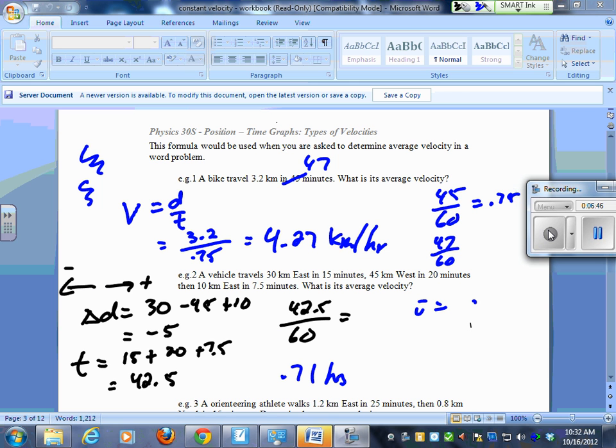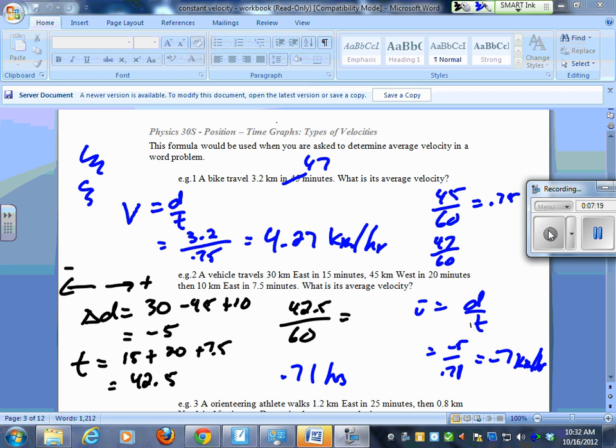Okay, so now we go V bar equals D over T. So now I take my minus 5 divided by 0.71, giving me an average velocity of minus 7 kilometers an hour.